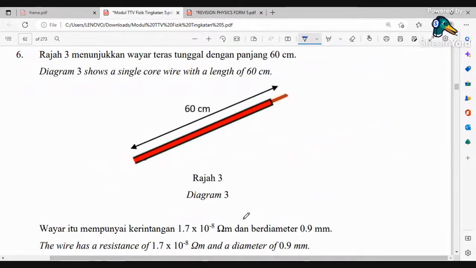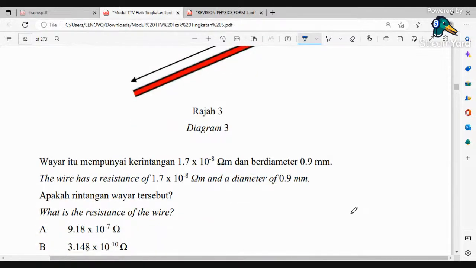Okay, number 3. Diagram 3 shows a single core wire of length 60 centimeter. The wire has resistivity of 1.7 times 10 to the power negative 8 ohm meter and diameter 0.9 millimeter. Soalan, what is the resistance of the wire?